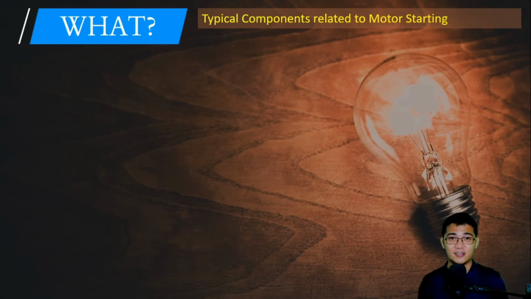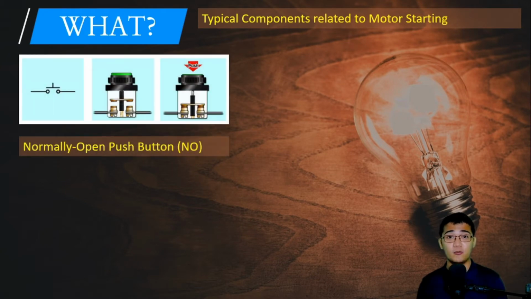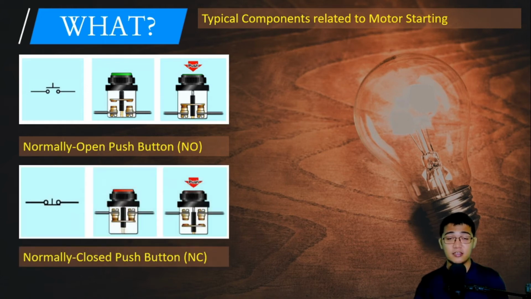To start our discussion about AC motor starting methodologies, let's first discuss the typical components that are related to motor starting. These are, first of all, the push button switches, and there are two types of this. First is the normally open push button switch. The other one is the normally closed push button switch. So these are abbreviated as NO and NC on certain diagrams. So pag sinabing NO, that's normally open. Pag sinabing NC, that's normally closed.